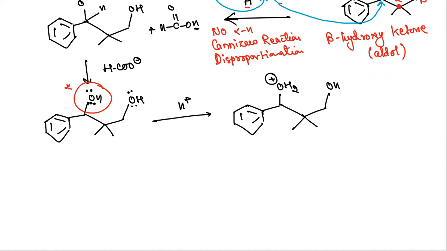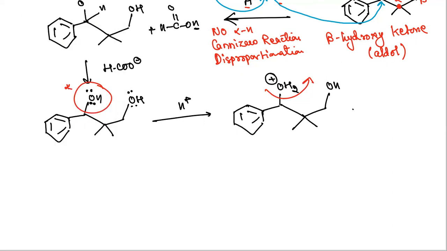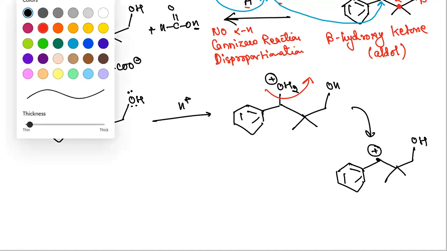Now, as I said, what's the benefit? Because when this OH2 positive leaves, this will lead to a carbocation state, which is a benzyl carbocation and very much stable. Okay, so this is the carbocation I will get out of this molecule, holding a positive charge and OH. I'm talking of this carbon. And this carbocation, which is a benzyl carbocation, is very stable.